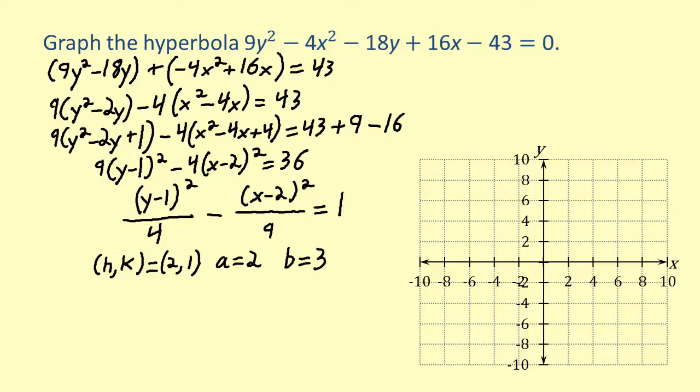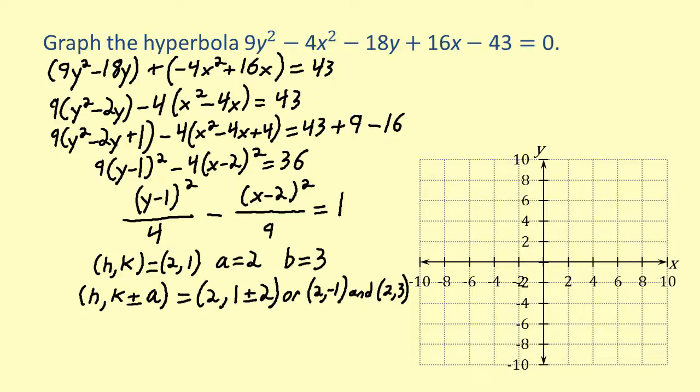In our standard form equation, the x squared term is negative, so the hyperbola opens up and down. That means the vertices have the form (h, k plus or minus a). Substituting, we get that the vertices are at (2, 1 plus or minus 2). We can also write these as (2, negative 1) and (2, 3).